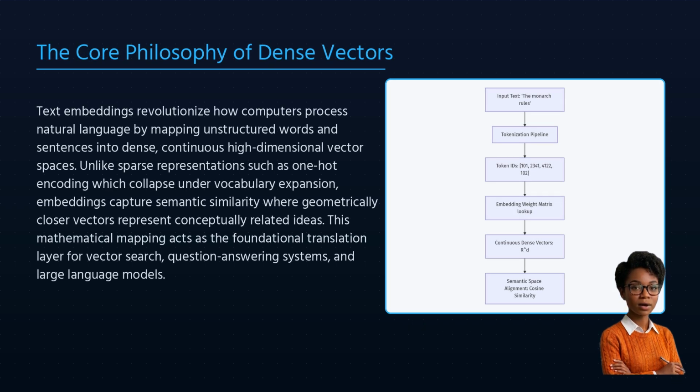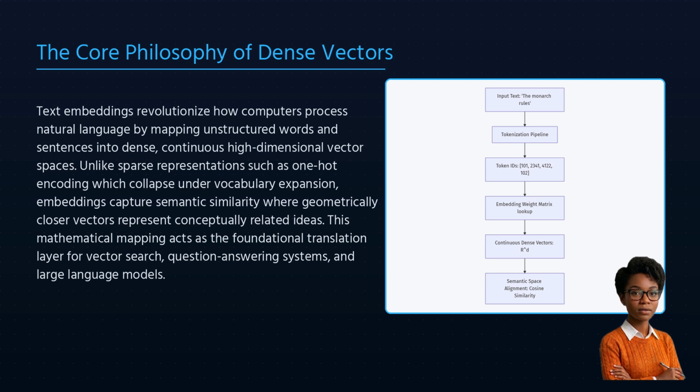Today, we are taking a rigorous, deep dive into the mathematical backbone of modern semantic search, text embeddings. If you have ever wondered how an AI can instantly identify that the word royalty is semantically aligned with monarch, even if they share 0 characters in common, the secret lies in high-dimensional vector space.